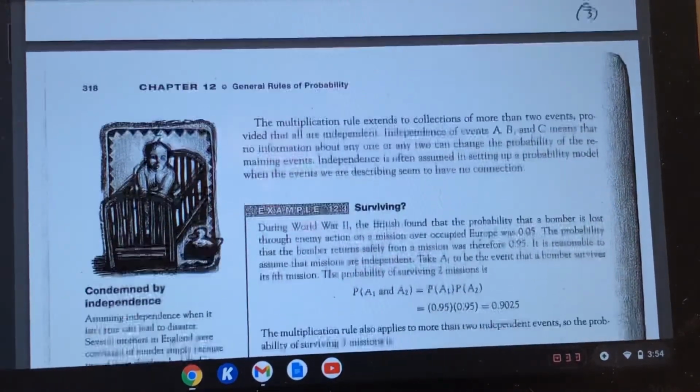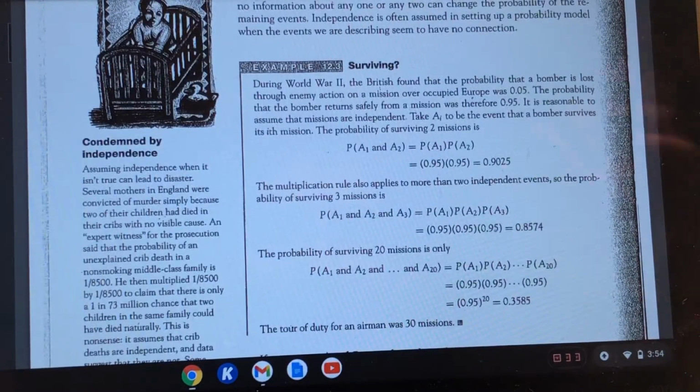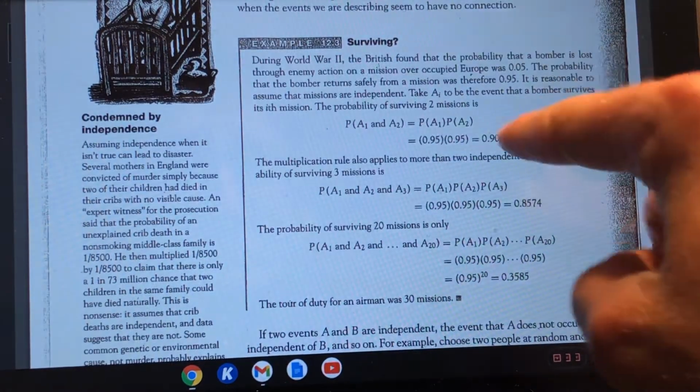Let's look here. Multiplication rule. All right, just keep multiplying. Look at 12.3, goodness. So during the Second World War, the British found that the probability a bomber is lost through enemy action is like 5%. That's not good. That seems high. The probability that the bomber returns safely is 0.95. It's reasonable to assume that missions are independent. Take A sub i, the event that a bomber survives the ith mission. So the probability of surviving 2 straight missions, you got a 90% chance.